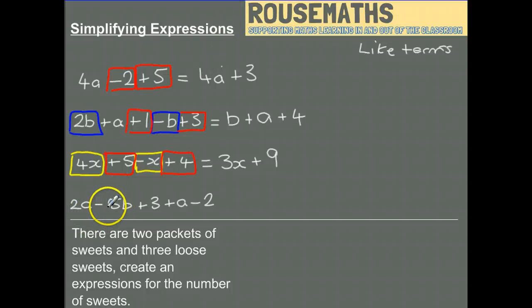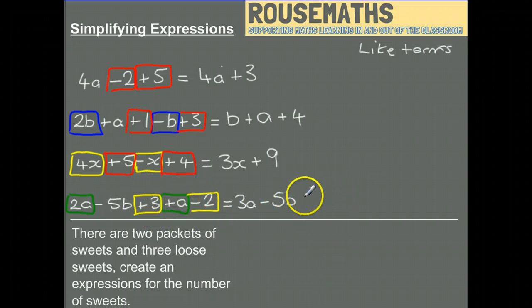Finally, we've got this one down here, so we've got 2a, and there is another a term, so we've got 2a plus a. There's no other b term, so we'll leave that minus 5b, but there is a plus 3 and a minus 2. So if I pull all that together, we've got 2a plus another a. We've got minus 5b, and no other b terms, so leave that there. We've got plus 3 minus 2, which will leave us with plus 1. So there we go. We've simplified 4 expressions there.